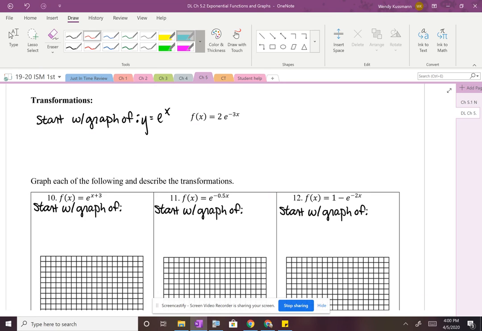I wanted to remind you of vertical and horizontal stretches and shrinks. Remember, if it's in front, it's a change in y, so that means it's a vertical stretch or shrink. If the number is bigger than 1, that means it's a stretch. If the number is in between 0 and 1, that means it's a shrink.